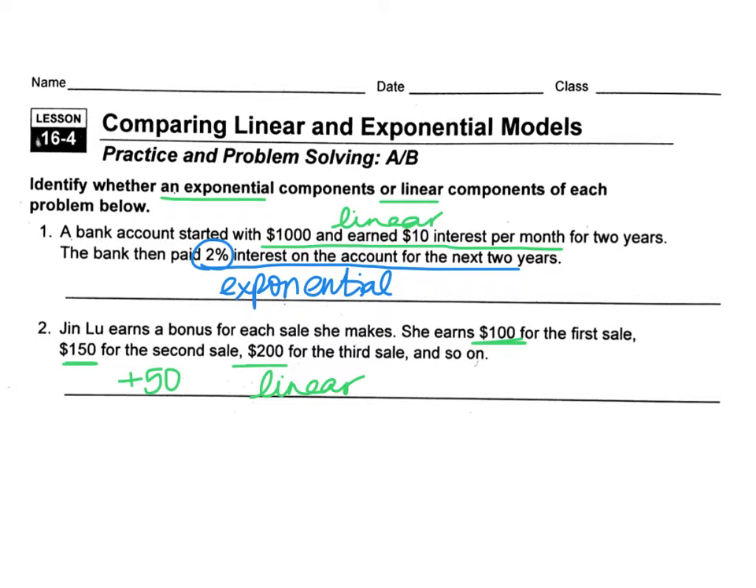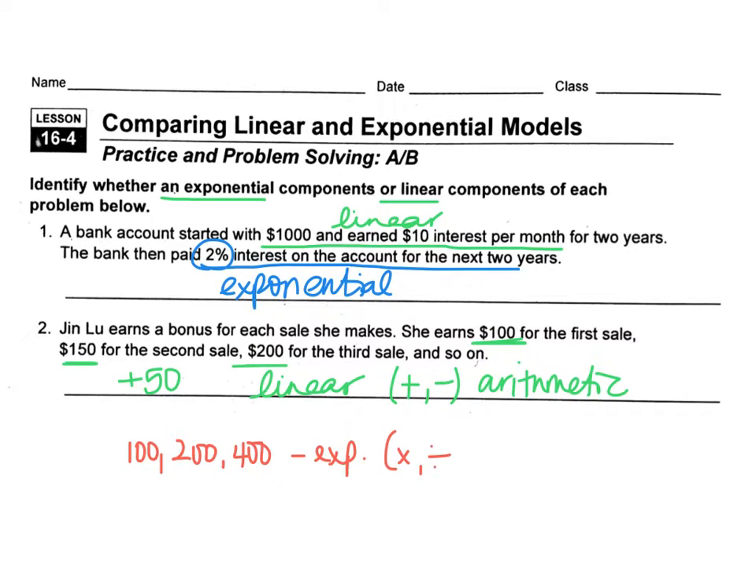All right, if it had been multiplying by something each time, for instance, if it had been like 100, 200, 400, that would have been an example of exponential. So you just need to know that linear is constant rate and it's addition, subtraction. That also goes with that word arithmetic. Don't forget that one. And exponential is multiplication, division, and that goes with the word geometric. So just make sure you remember those things.